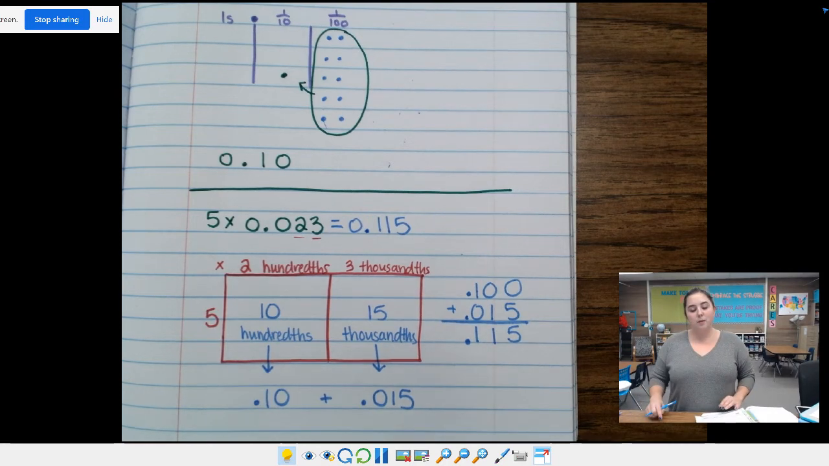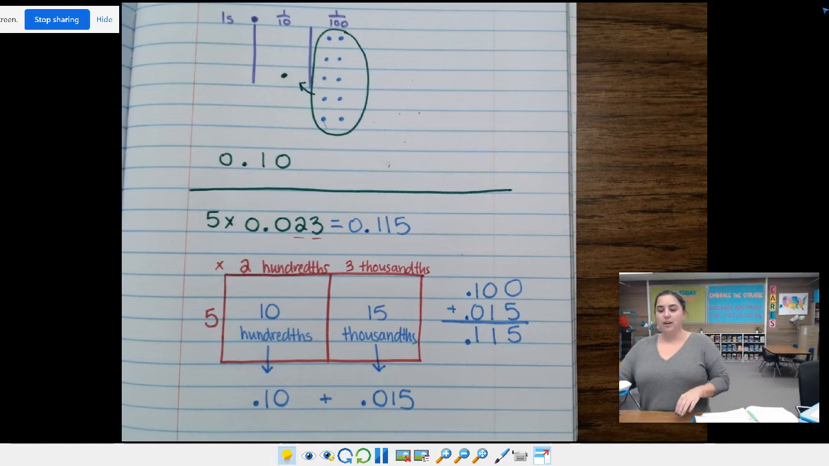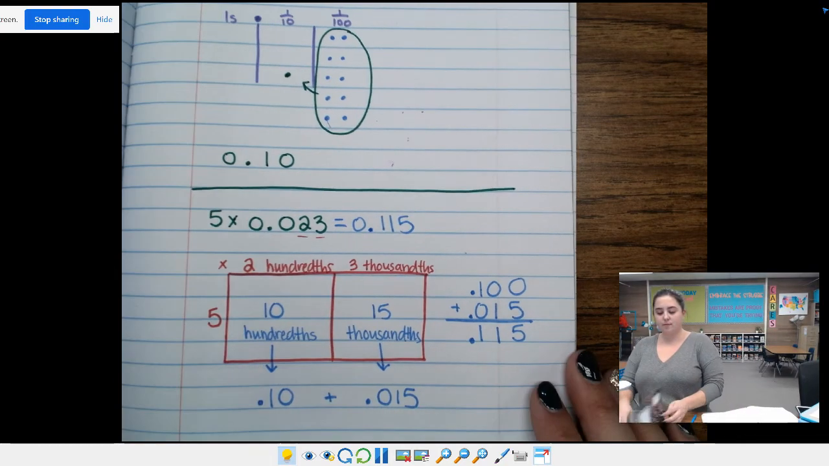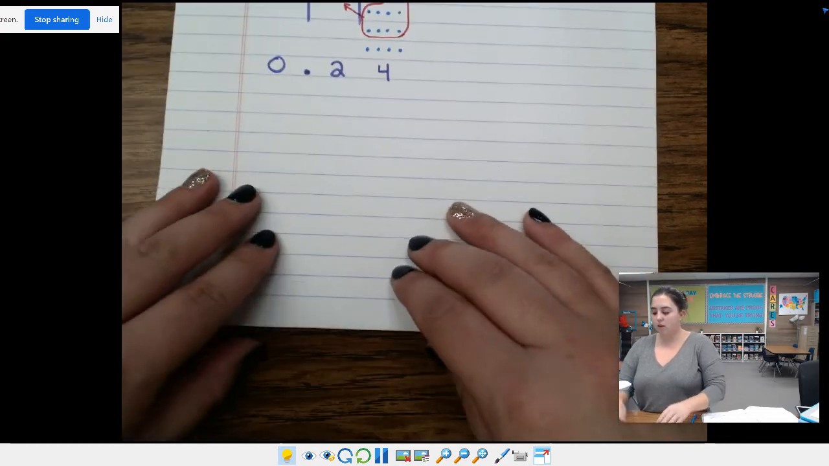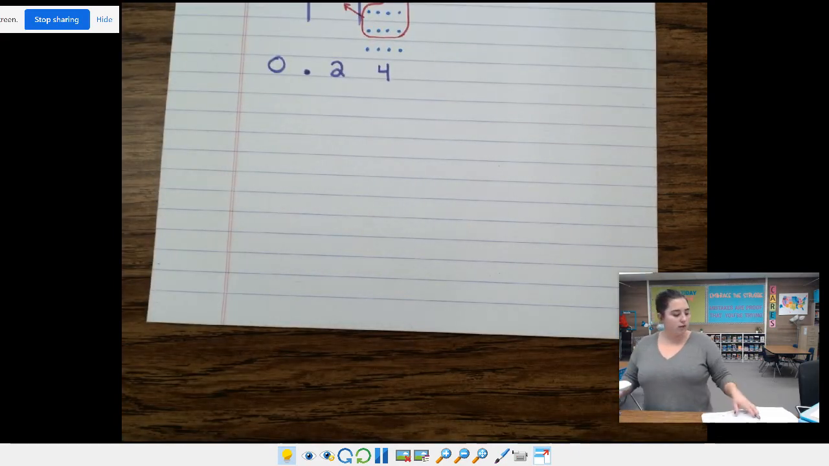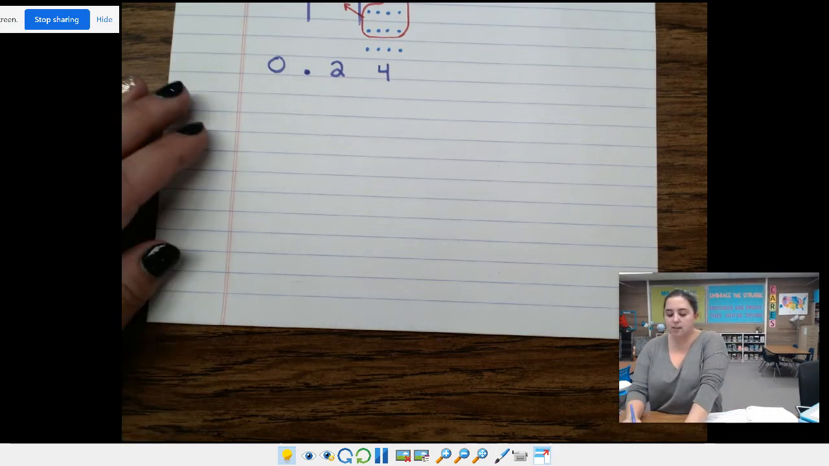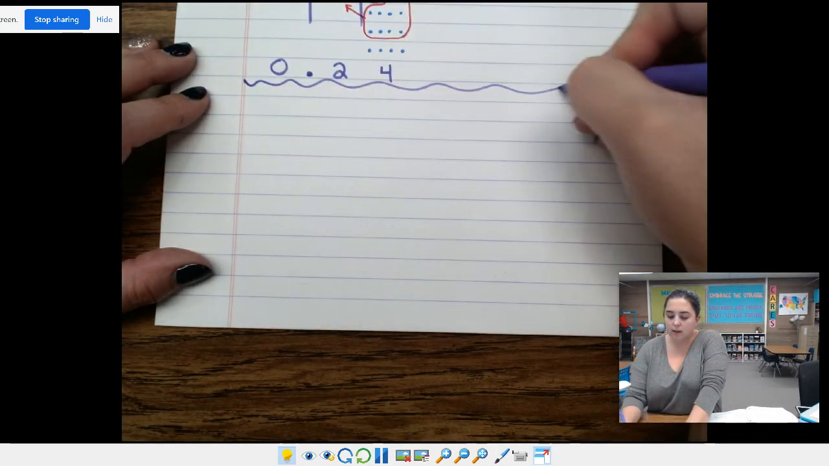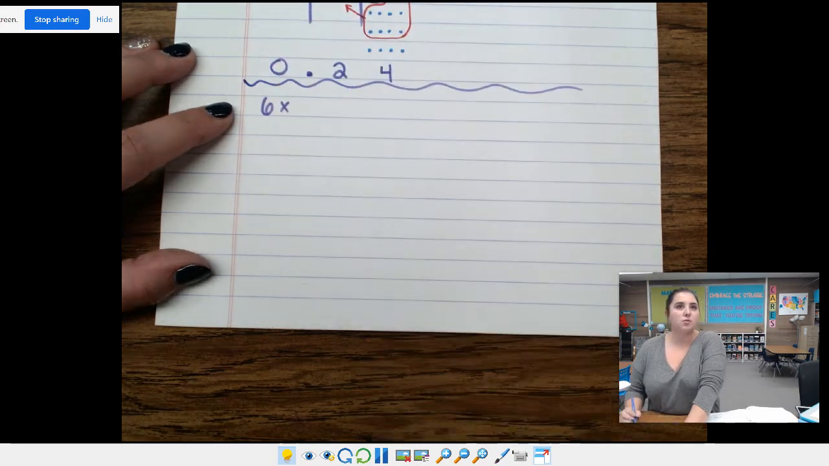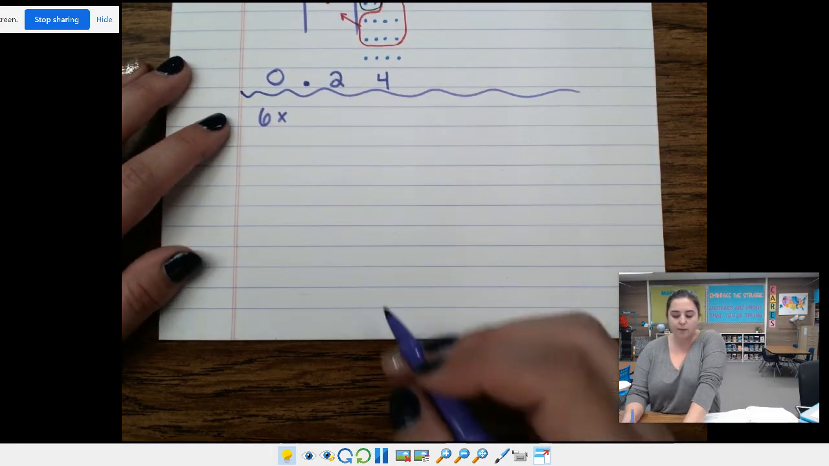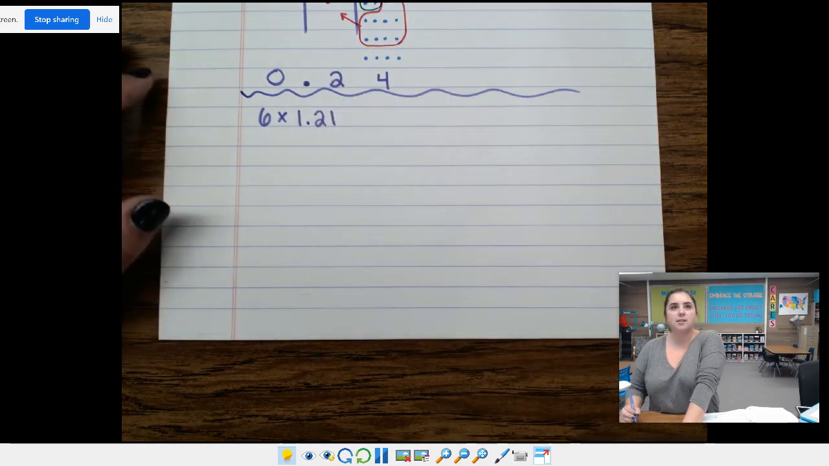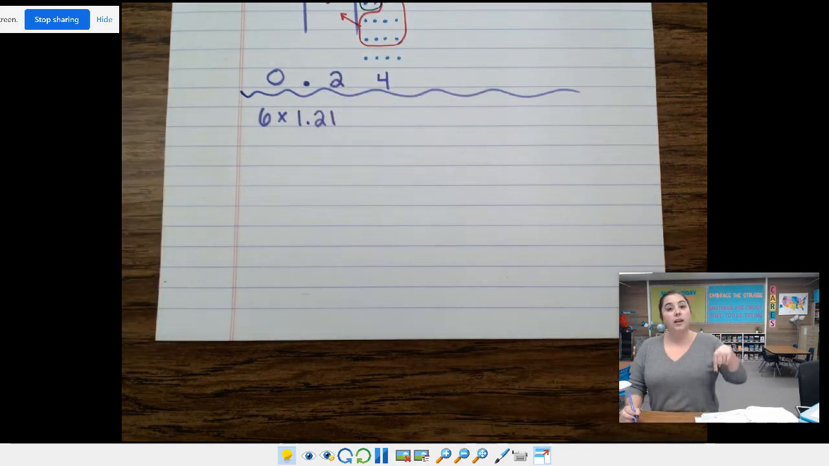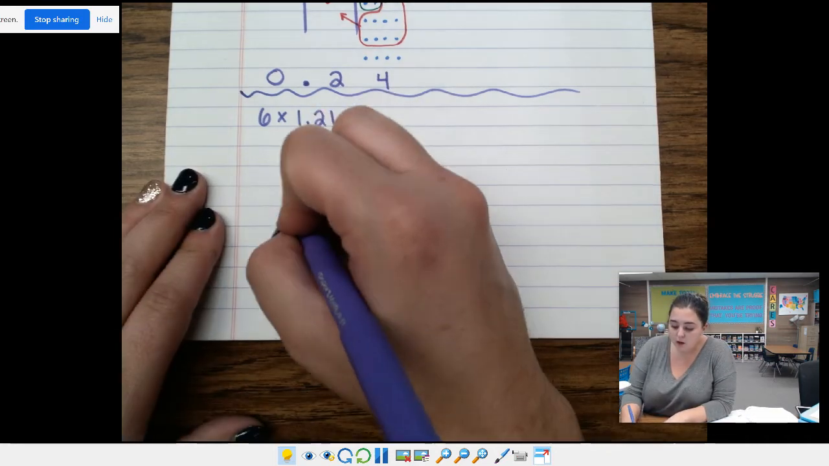Okay, I know this part may have been a little bit tricky, so let's do another problem together. Pause the video if you need more time. I'm going to set that aside, and I'm going to use just paper pencil. Let's do another one. In this case, let's multiply 6 times, or 6 groups of, or 6 copies of, 1 and 21 hundredths. So again, to set up our area problem, we're going to make a large rectangle.